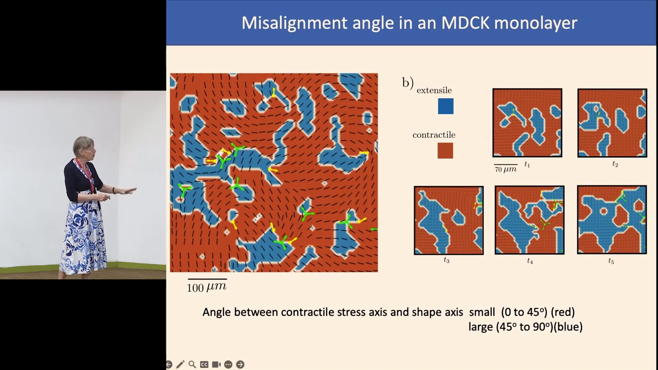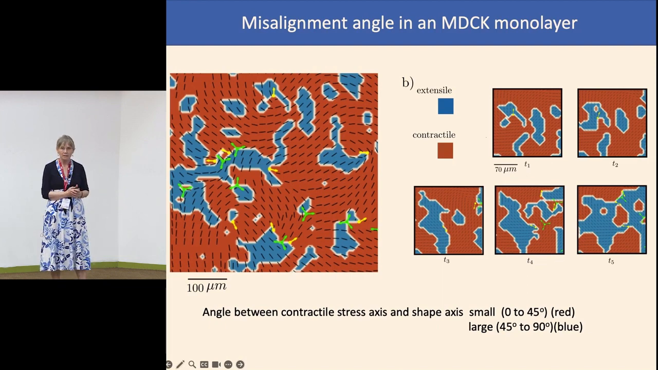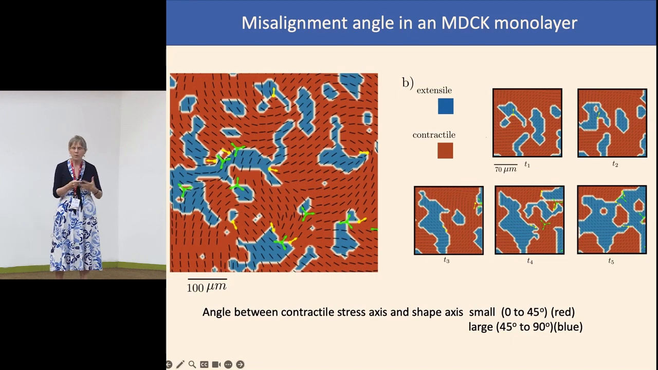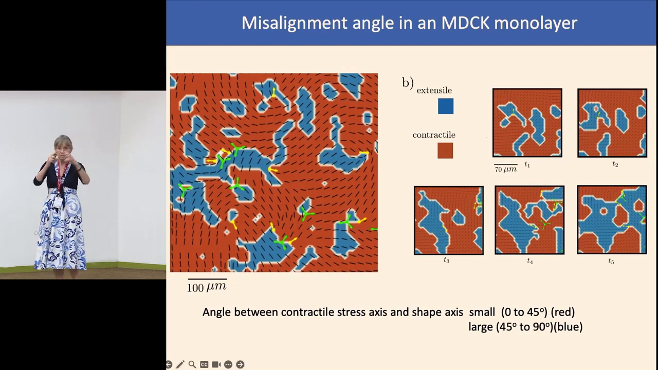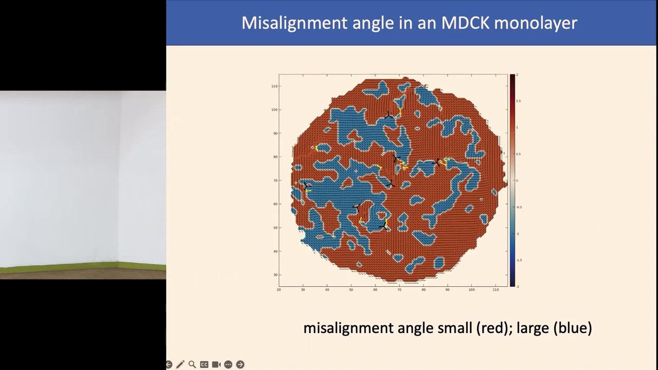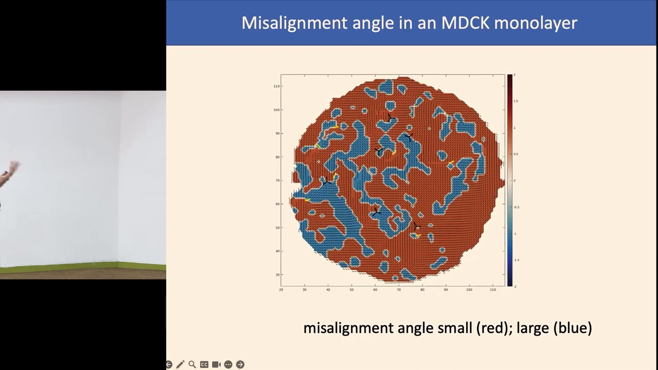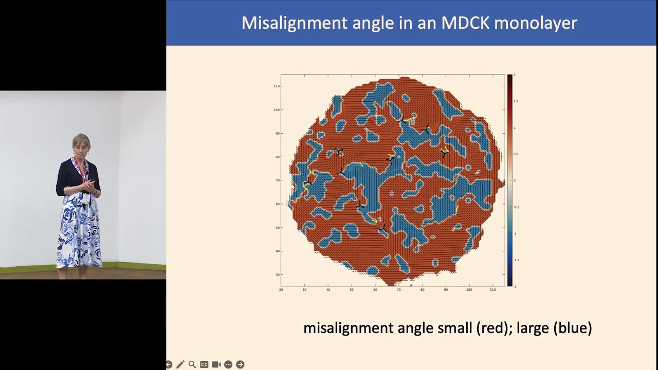This shows you how they evolve in time. For those of you perhaps a bit more used to cells, the red regions are contractile and the blue ones are extensile. So somehow we're getting these places where we're getting these large misalignment angles. Typically this is maybe about 4 or 5 cells across. So they're little patches of cells. Here's a movie showing the same thing, just so you can see these patches evolving with time.